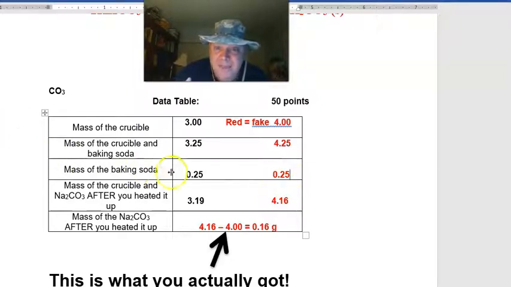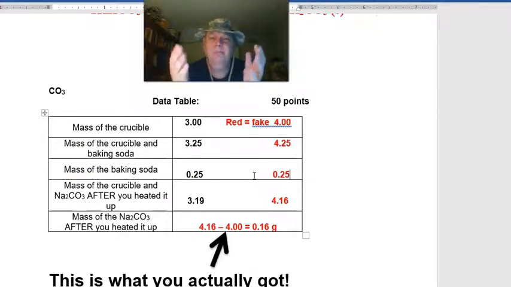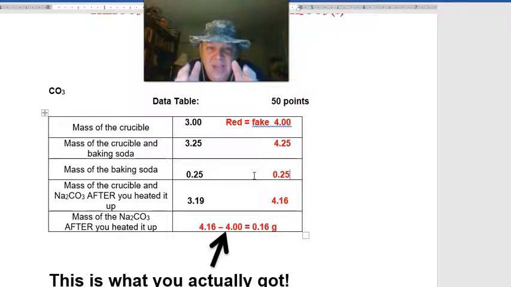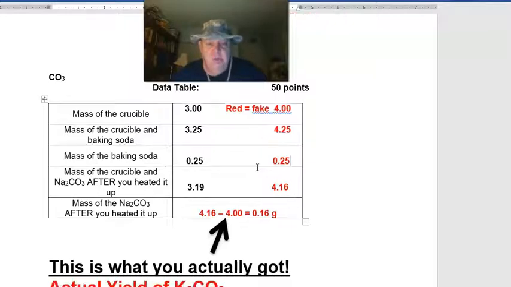But it says mass of baking soda. Come on. The number is red. I did that on purpose. I'm not working the actual data with you. I'm giving you guys fake data so you know how to do it. I'm not going to fish for you. I'm teaching you how to fish. That's the difference. So you got 0.25. That was the mass of our original potassium bicarbonate, KHCO3.